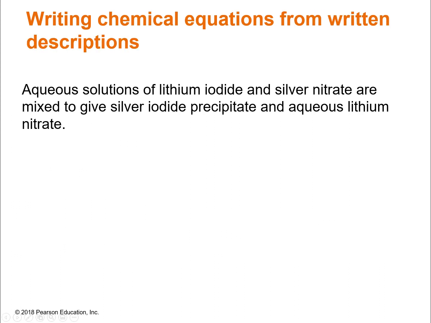Then let's do a practice where we write the chemical equation from the written description. So I want you to try this. Read through and write it out. Don't forget to include the states of matter. So try writing the chemical equation from this written description, and then I'll hop on. I'll give you about a minute, minute and a half, and then I'll write it out.